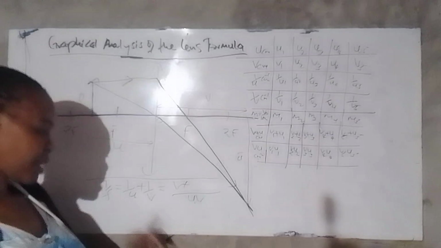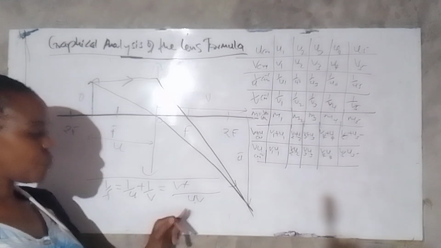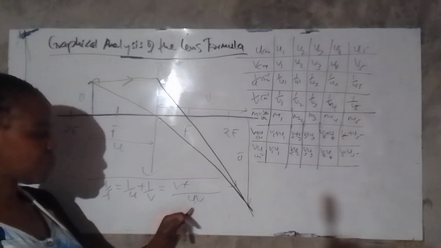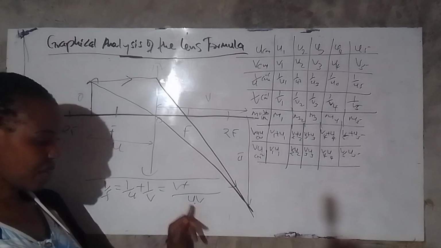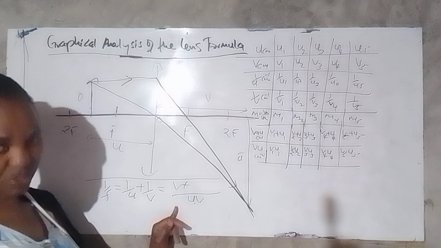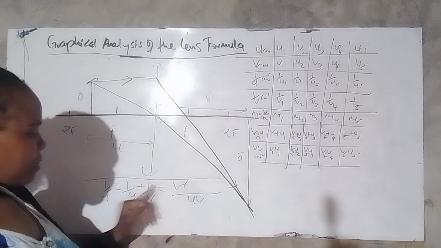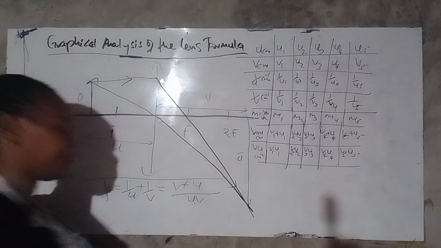Plus, V goes into UV how many times? It goes into UV U times. It's the same as UV divided by V. So V and V cancel, we are left with U. So V goes into UV U times, and U times 1 is U.